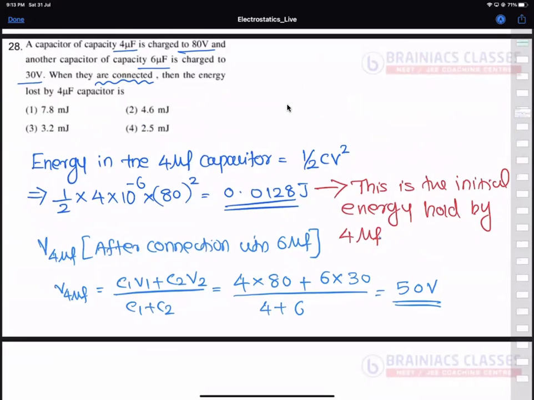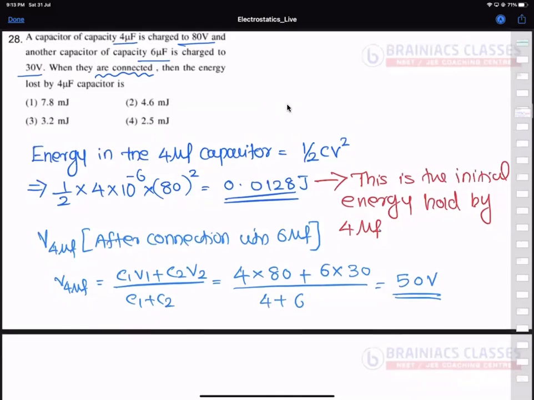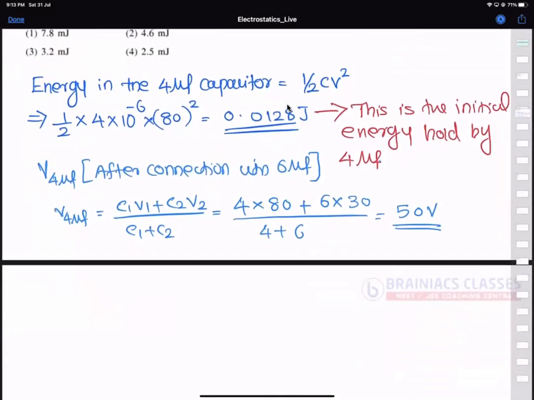Now I know the 4 microfarad capacitor will have 50 volt when it is connected with the 6 microfarad capacitor. It is not 80 volt. The 80 volt is reduced to 50 volt. Now I'm going to find out what will be the final energy. Final energy means after the connection.